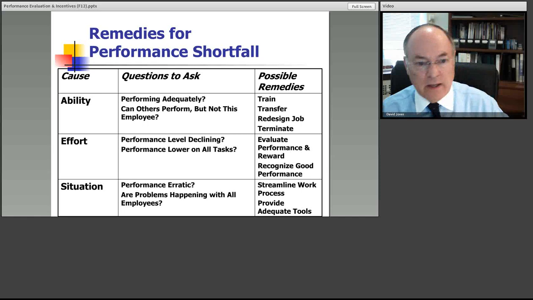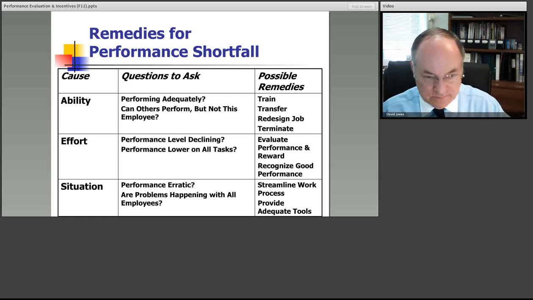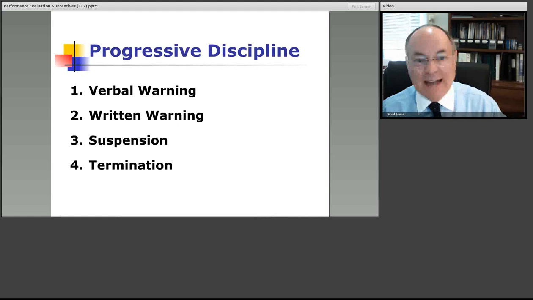And then finally is the situation aspect. Is the performance erratic? What's happening? Are there some personal problems and so on? And this may result in streamlining the work process. Maybe the person needs to work at home for a period of time. Maybe they need to take some time off. Or it might be that we just haven't given them all the tools. Maybe there's some technology that we can give them that would make it more consistent in terms of how they perform.